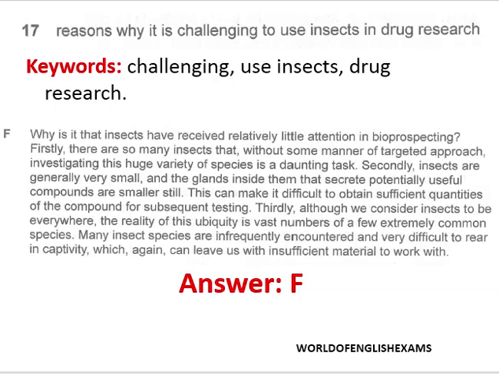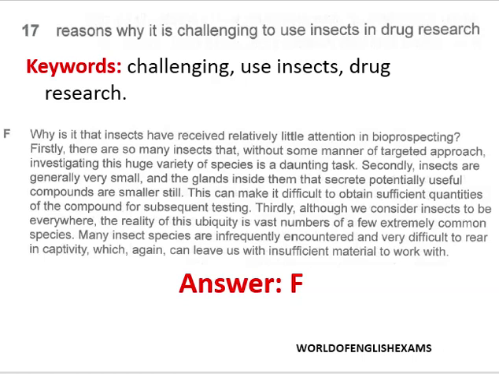Why is it that insects have received relatively little attention in bioprospecting? So did you get any keyword? No. So let's continue reading. Firstly, there are so many insects that without some manner of targeted approach, investigating this huge variety of species is a daunting task. So again, they are telling that it's a very tiresome and difficult task. What is it? Investigating a huge variety of species. That is one reason.